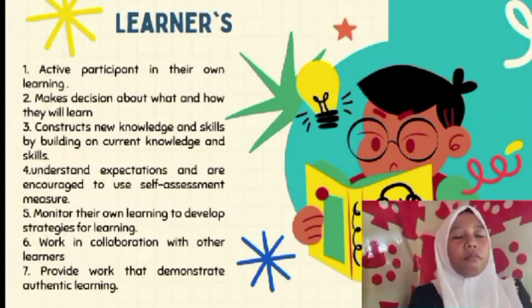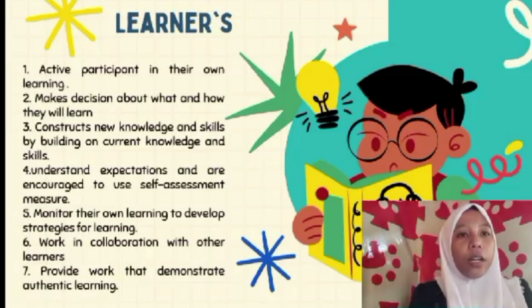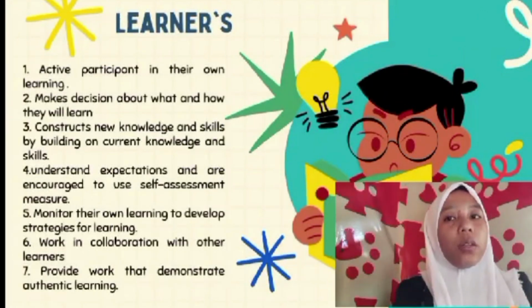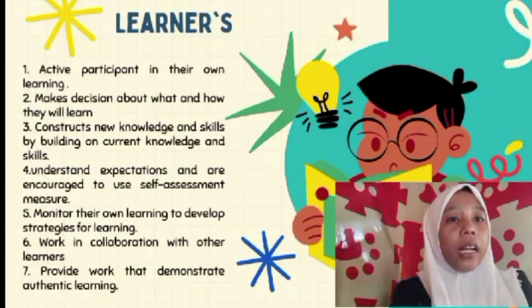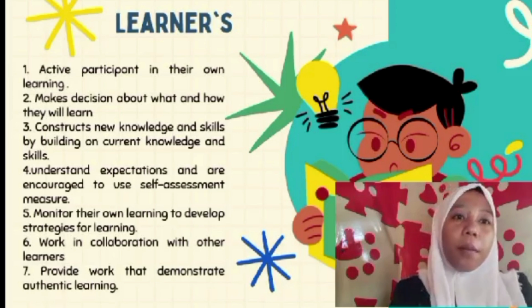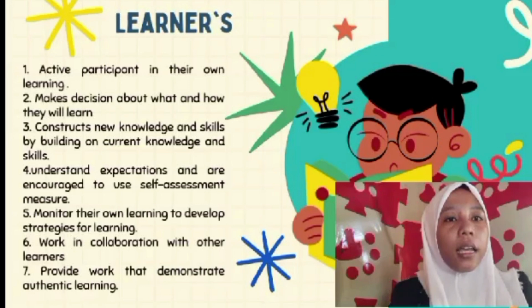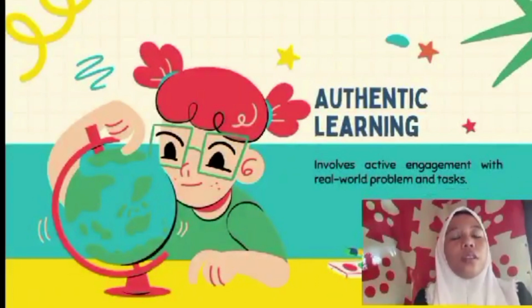Number 6 is work in collaboration with other learners. They need to collaborate with each other, for example, for brainstorming. That is an example of collaboration. Number 7 is provide work that demonstrates authentic learning. At the end of the lesson, the students will be able to know some examples of authentic learning. I'm going to discuss and explain that to you. Next, we proceed to authentic learning.